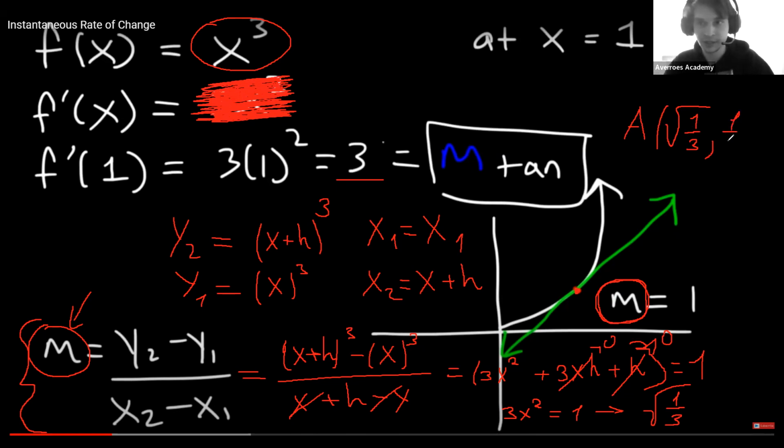It would be 1 times 3 times 1 over 3 squared, because we know the formula, x to the third power. And now we found the point. We were given the slope, the instantaneous rate of change, and we found the point using those values.